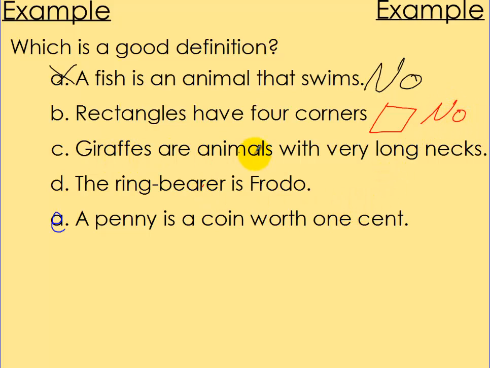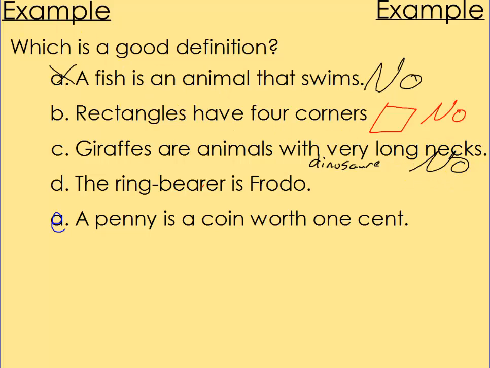No. Giraffes are animals with very long necks. Is this a good definition? Well, the reverse of that, an animal with a very long neck is a giraffe? No, because it could be a brontosaurus. That's a dinosaur. So it could be a dinosaur, or some other animal with a very long neck. So it's not necessarily a giraffe. If I said, hey, look, an animal with a long neck, you might think giraffe, but you might think a brontosaurus. So this is no good.